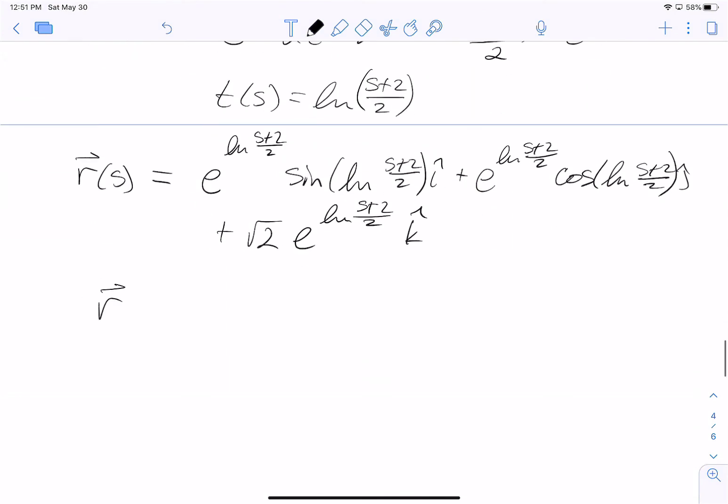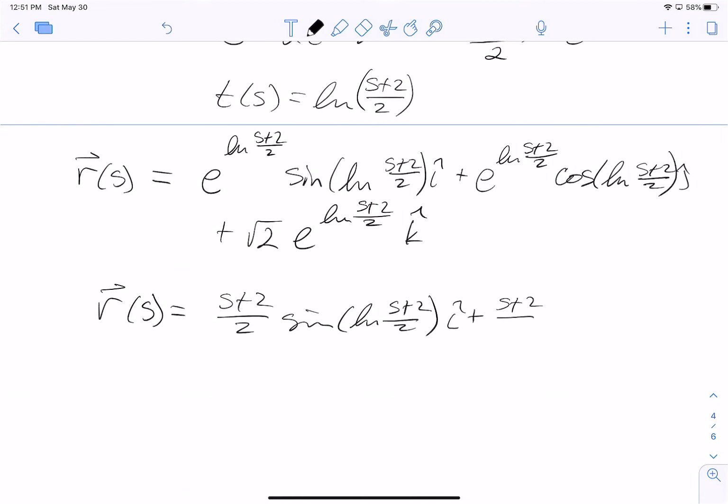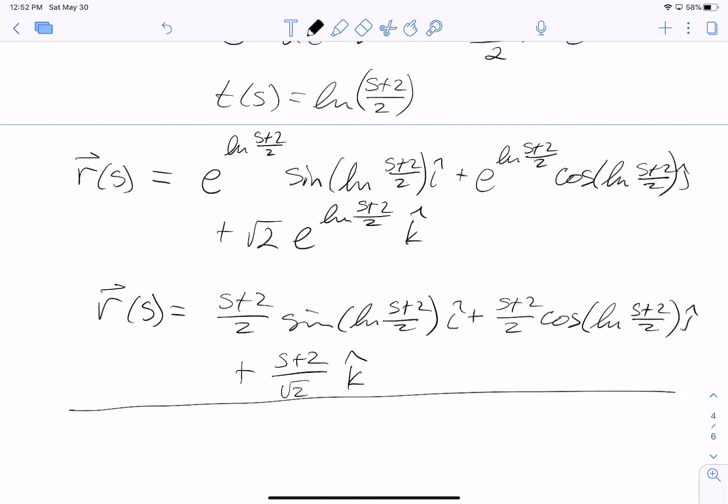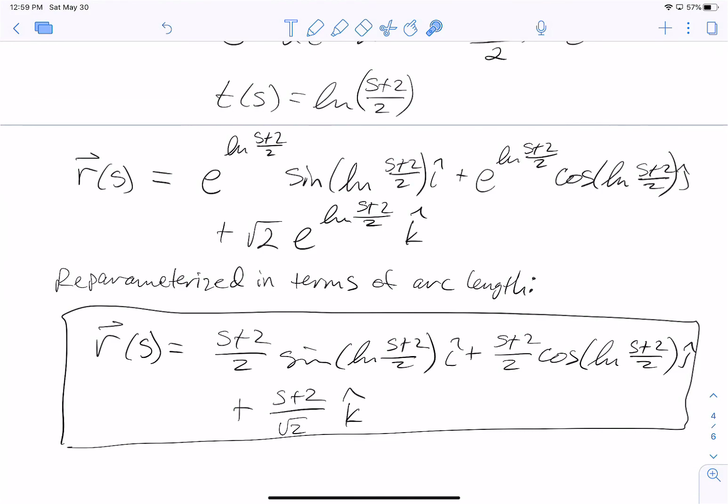This can of course be simplified. R of s is equal to s plus 2 over 2 times the sine of the natural log of s plus 2 over 2, i, plus s plus 2 over 2 times the cosine of the natural log of s plus 2 over 2, j, plus s plus 2 over the square root of 2, k, after simplifying. This is the reparameterization of our curve in terms of arc length. And that reparameterization does it for part A.